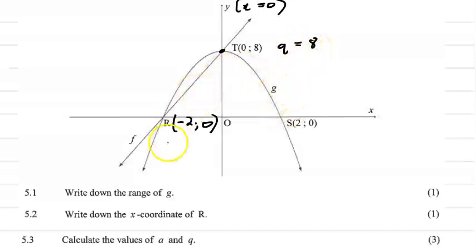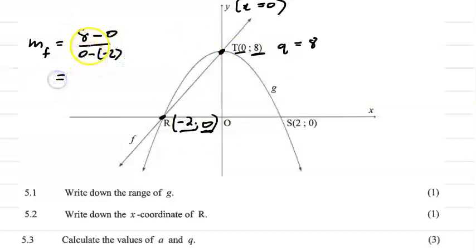All right, so there's a parabola, there's a straight line there. If you look here now, you've got 2 points on the straight line. You can actually find the gradient of the straight line over here. The gradient of the line f equals y2 minus y1, so 8 minus 0, over x2 minus x1, which is 0 minus minus 2. So it will be 8 over 2, which is 4.